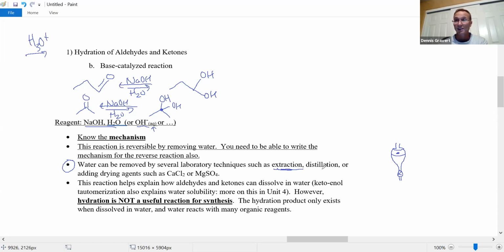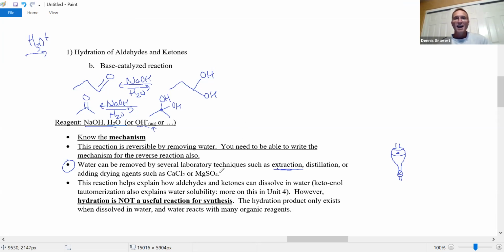You can also distill. So you set up the equilibrium, start boiling it. And again, these are alcohol groups. They can hydrogen bond, higher boiling point because stronger intermolecular force. The aldehyde and ketones are sticking together by dipole-dipole forces, not hydrogen bond. So they'll have a lower boiling point. They'll evaporate first. You can distill them, get them away from the water and the diol forms.